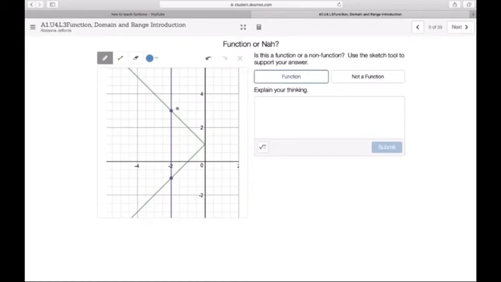What do you think? Take a minute, look, and then I'll tell you if you're right or wrong, if it's a function or a non-function. Okay, as you can see, there are 2 points on this line. So that would not be a function.